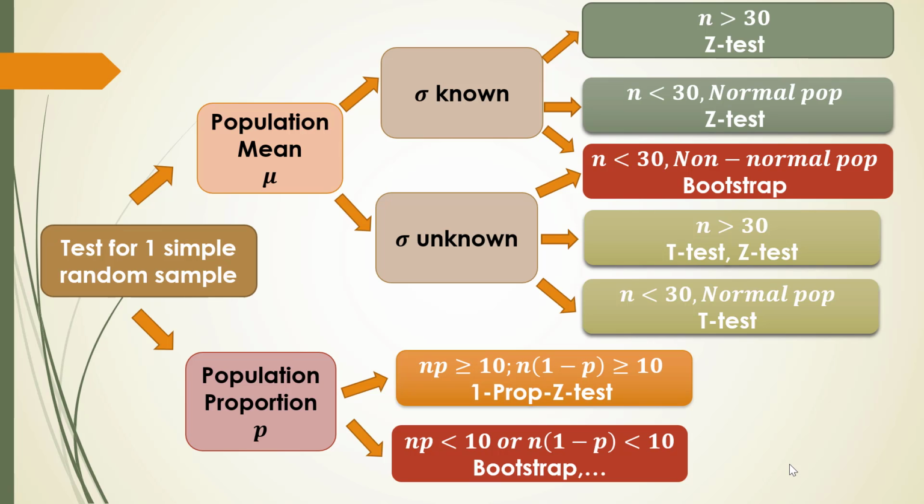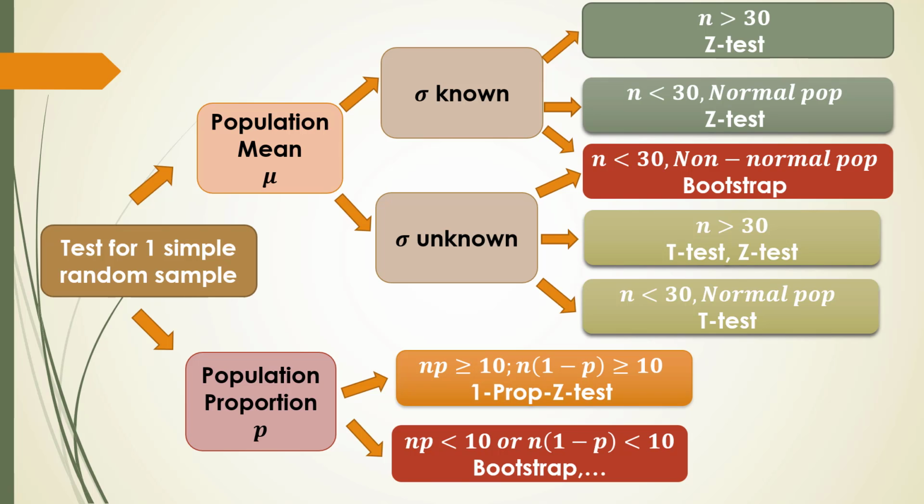So here's a map. When we work with one random sample, and we want to test a claim about a parameter, we need to ask ourselves which parameter we are interested in. In this topic, we have learned two parameters, mu and p. Mu is the population mean and p is the population proportion.